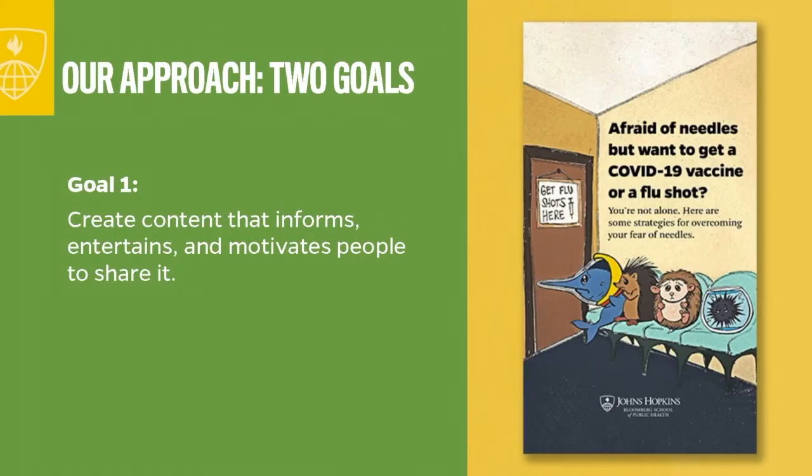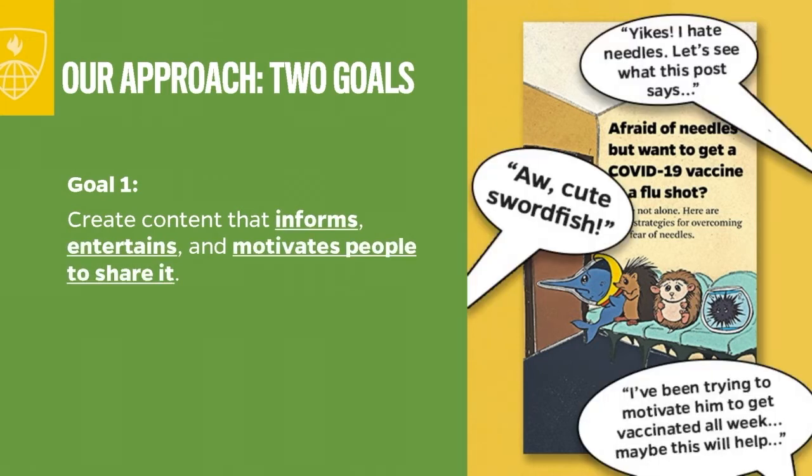We just discussed our messaging strategy, but what about our goals on social media? There we have two goals. First, we want to create content that informs, entertains, and motivates people to share it. To make big impacts on social media, it's not enough to talk to your own followers. You need to reach beyond into communities that may not even know about you. The three parts of this goal, inform, entertain, and get them to share, are related, and that's important to keep in mind.